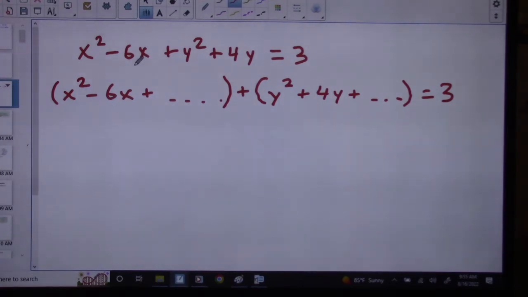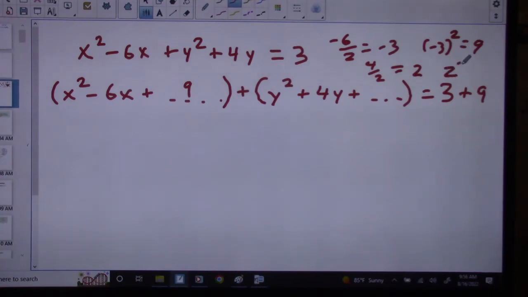So you take half. What's half of -6? -3. And -3 squared is 9. So 9 is going to go here. And if we add 9 over here, what do we have to do on the right side? Add 9. Okay? And now we're going to do Dr. Hoffman square with this 4. What's 4 divided by 2? 2. And what's 2 squared? 4. So what do we have to add here? 4. What do we have to add over here? 4. So now we're ready to write it.